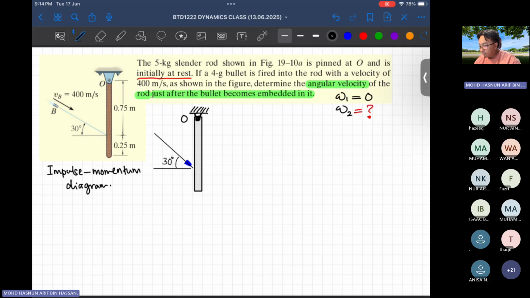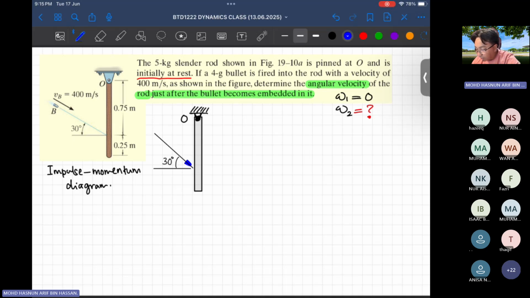The rod is not moving, but the bullet is moving. So how do you write the momentum of the bullet? The rod is at rest, so the rod has no momentum. Remember the definition of momentum: it is mass multiplied by velocity for linear motion. For rotation motion, it is the mass moment of inertia, Ig, multiplied by omega. The rod is a rotating object, but the bullet is a linear motion object.